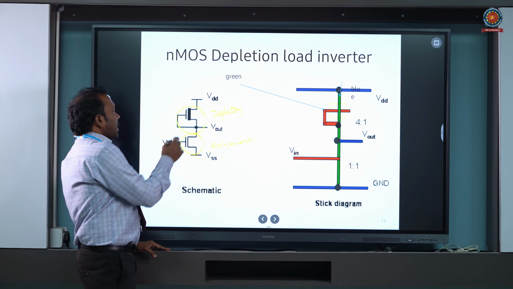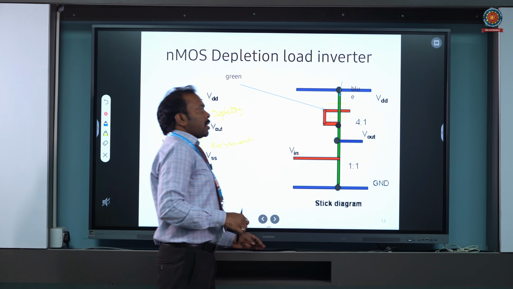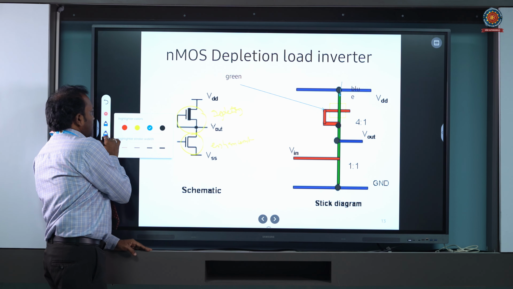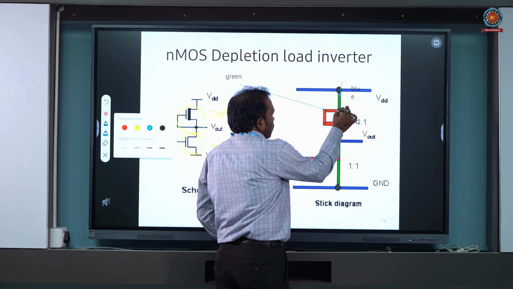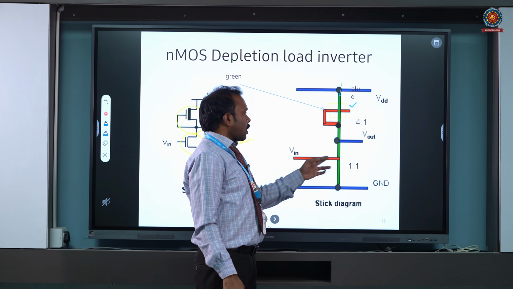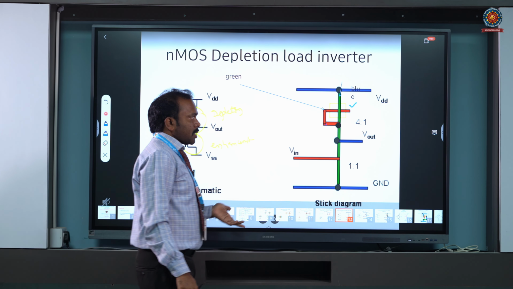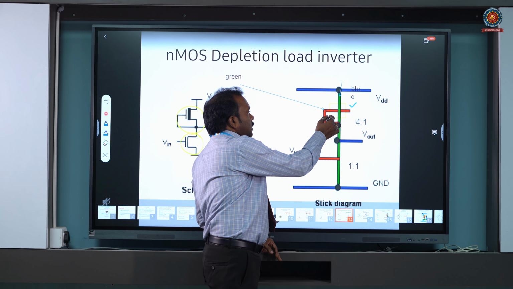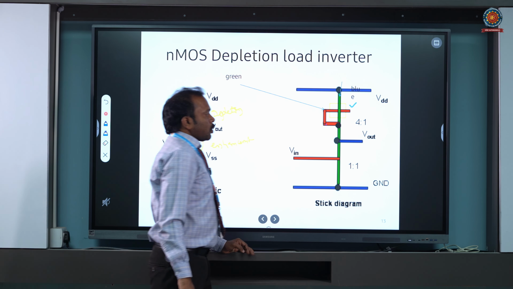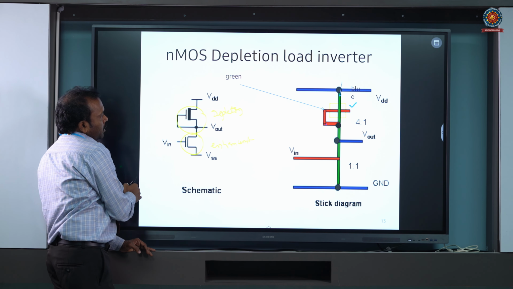Now here the gate is shorted with the source, so that the depletion mode NMOS transistor always conducts. Now this implant, whatever I'm showing here, see, green over red over green, or that green over red, that will form a transistor, that is the NMOS transistor itself. When I draw the implant here, that implant will show that this is a depletion type, and where there is no implant, that represents your enhancement type. Now this is one type of NMOS inverter.